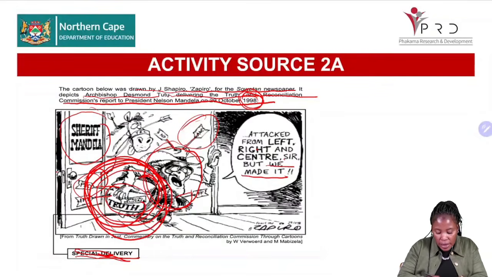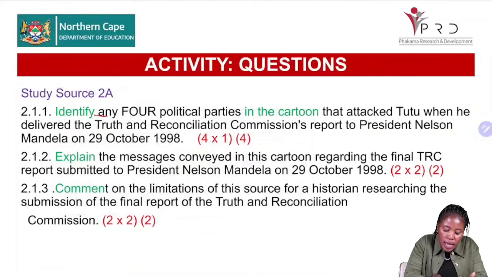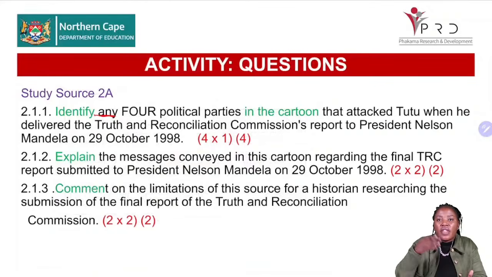Now, as we have analyzed this cartoon, I want you to answer these questions. There's 3 questions, learners. This is the only activity for the day. Number 1, 2.2.1, identify any 4. Now, it says any. So it basically means that even if there are many, you only identify any 4 political parties in the cartoon that attacked Tutu when he delivered the Truth and Reconciliation Commission report to President Nelson Mandela on 29 October 1998. Mark allocation 4 times 1. It means 4 answers, 1 mark each.